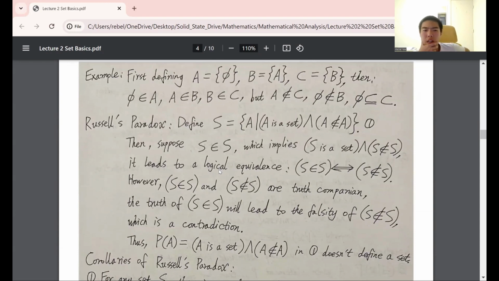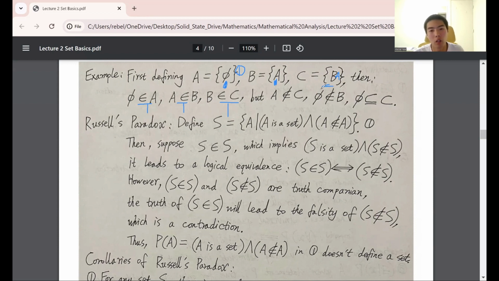Let's give another example: what is the set of set of set of set? This is a clear definition. Let A be set one, because it's long. B is a set of A, C is a set of B. Then we can find that the empty set is in A, and the empty set is in A, A belongs to B. This is true. B belongs to C because B is here, so it's true. But does A belong to C? There's no A here, so A does not belong to C.